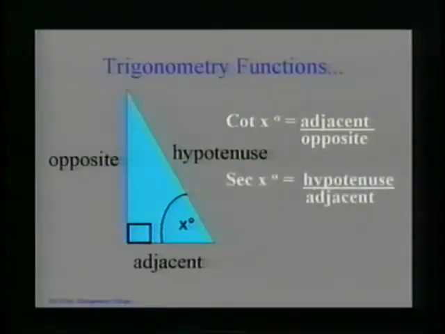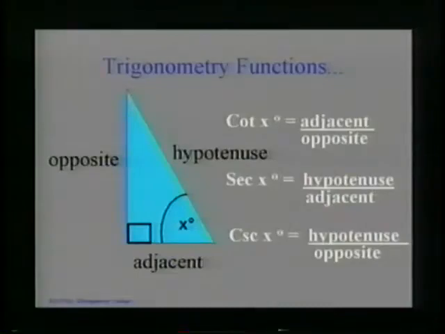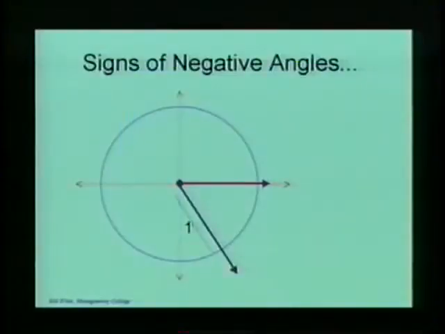The secant is the hypotenuse over the adjacent. And the cosecant is the hypotenuse over the opposite. You're saying I know all this? Good, because it's review. Okay?